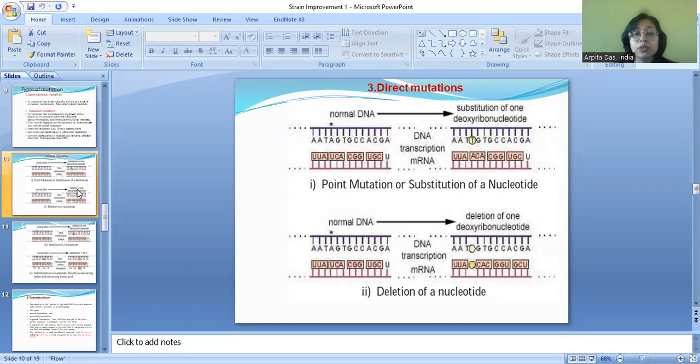So this is an example of direct mutation. You can see the first example includes point mutation, or substitution mutation. This is a normal DNA, and in the presence of a certain mutation, the second A has been replaced with a T, a substitution of one deoxyribonucleoside by another. Initially in the mRNA, UCA was being produced. Now after mutation, ACA is being produced, and the protein folding will get changed.